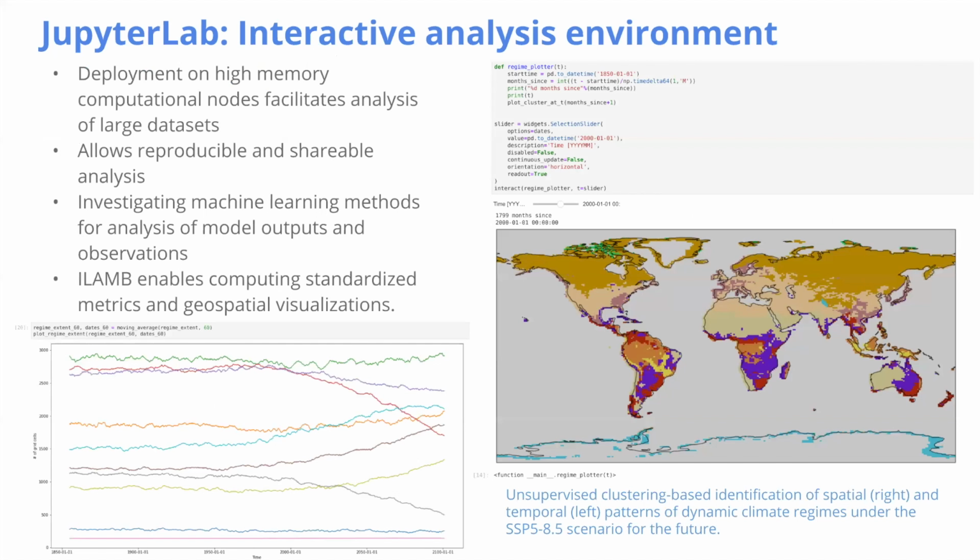And then we've done work in Jupyter Lab to allow us to do this interactive analysis. We deploy this on high memory computational nodes so that we can read in lots of this model output simultaneously. By using Jupyter Lab and Jupyter Notebooks, this allows us a reproducible and shareable way of doing our analysis. And then any papers that we write will point to a GitHub repo that has the Jupyter Notebooks and access to the data so that you can rerun it all yourself and make changes to it. And we think this is the way that we should be doing science these days.